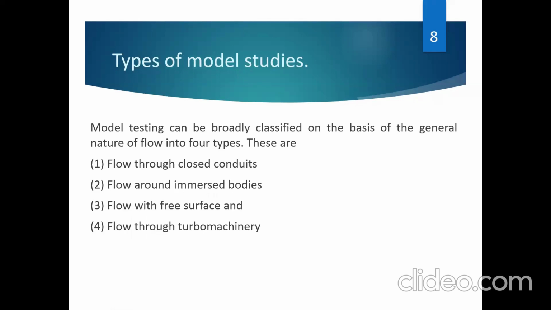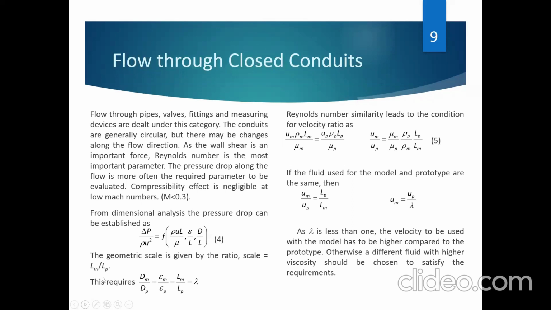Okay, model testing can be broadly classified on the basis of general nature of flow into 4 types. These are 1, flow through closed conduit, mga pipe. 2, flow around immersed bodies, mga ships. Okay, mga buoyancy. 3, flow with free surface. Ito yung mga weirs. Yung pipe din kahit hindi puno. 4, flow through turbo machinery. So, ito na yung mga dito na madiderive yung mga specific speed. Yung mga pumps and turbines. So, unahin natin yung flow through closed conduit.